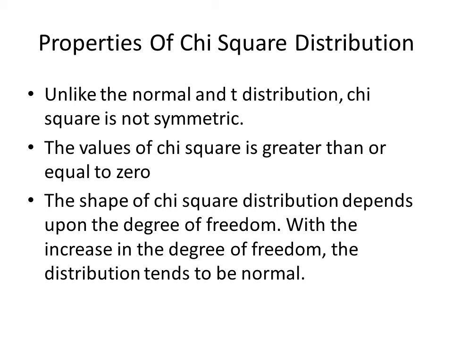Properties of chi-square distribution are: unlike normal and t-distribution, chi-square is not symmetric. It is not a symmetric test. As I said, because of the sum of square quantities, chi-square distribution can never be negative. It has to be greater than or equal to 0. The shape of the chi-square distribution depends upon the degree of freedom. With the increase in degree of freedom, the graph of chi-square tends to be like a normal distribution graph.